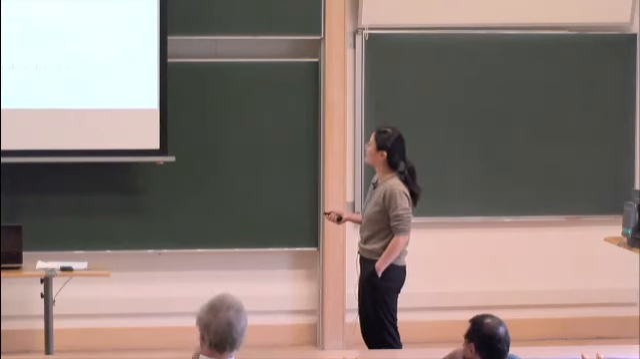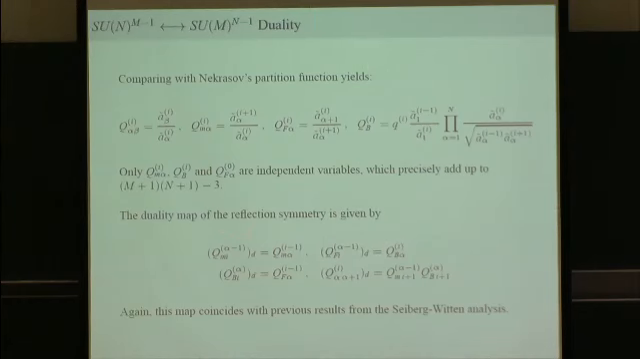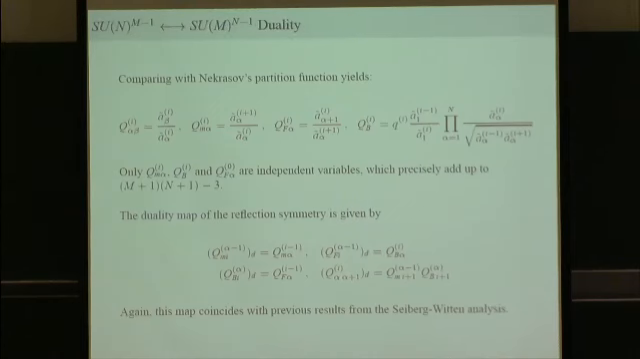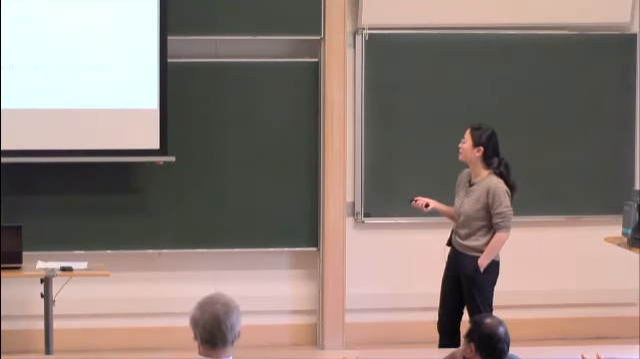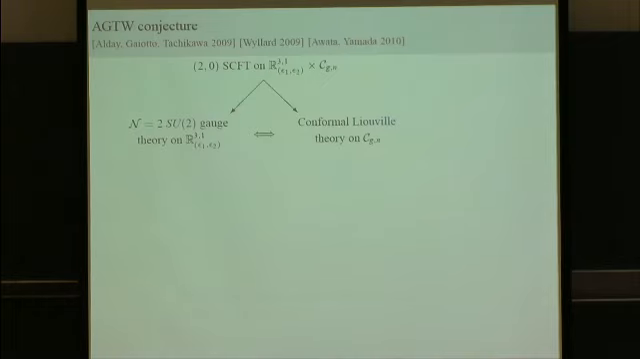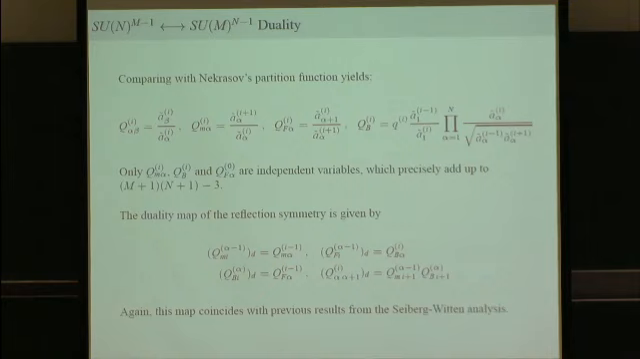So the duality map, as I said, for the reflection symmetry is exchanging QF with QB. And also exchanging this index on the QMs. QM has two indices, and so you're exchanging these two, more or less. So again, written using this mapping with the Nekrasov partition function, we could show that this duality is exactly the same as the Seiberg-Witten one, from the analysis before. So now I will just comment very briefly. At this point, this is our main result.